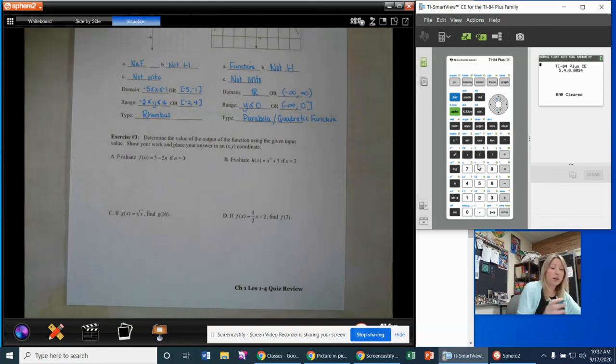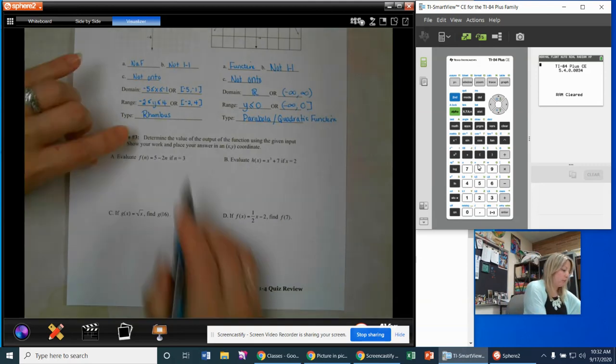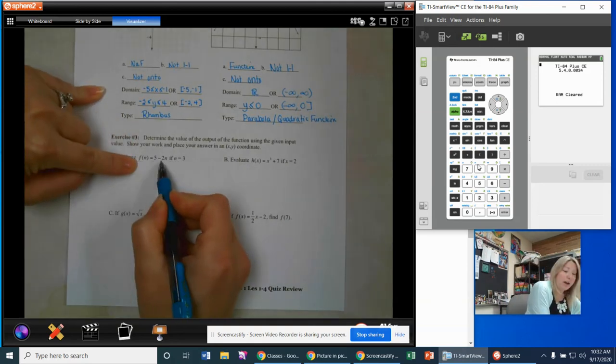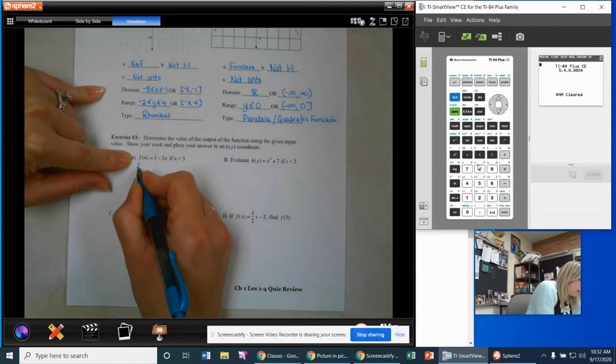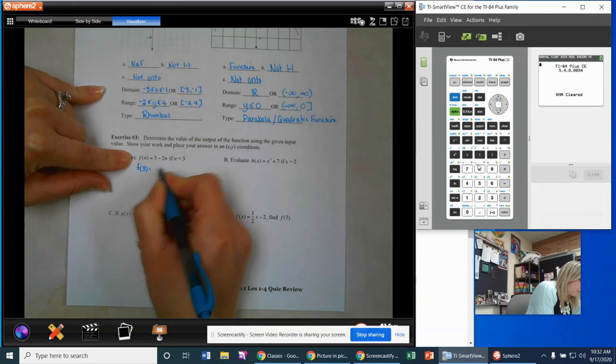These are nice because here, the only thing I'm going to require of you work-wise is to actually show me the substitution. So this is my f of n function, and I'm going to put n equals 3. So all I have to write in is f of 3, because I'm substituting in a 3 for n, and I plug it in right there.